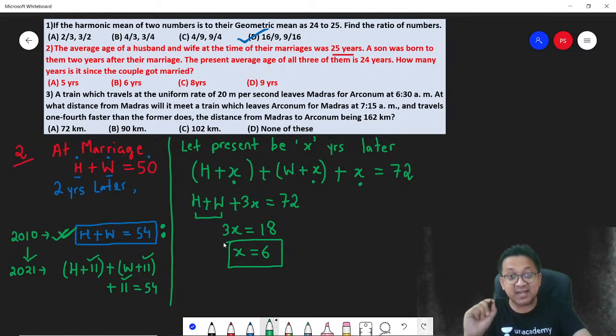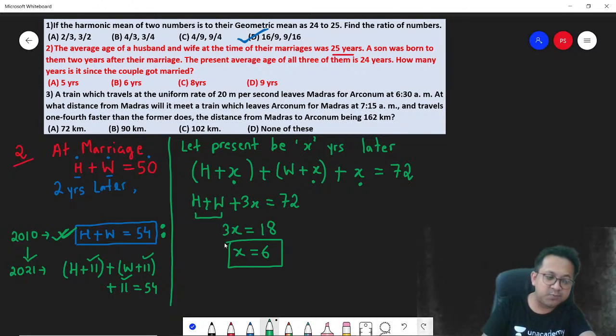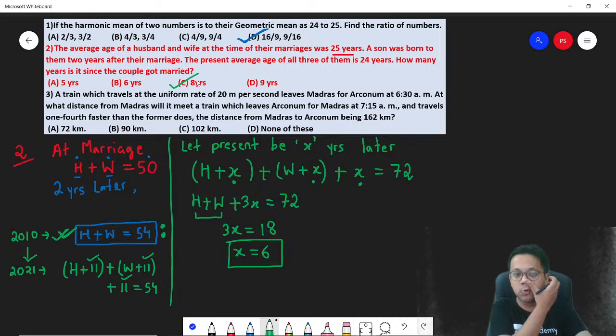Remember, 6 years since their son was born. And when did they get married? Their marriage was 2 years before their son was born. So the answer would be 6 plus 2, 8 years.